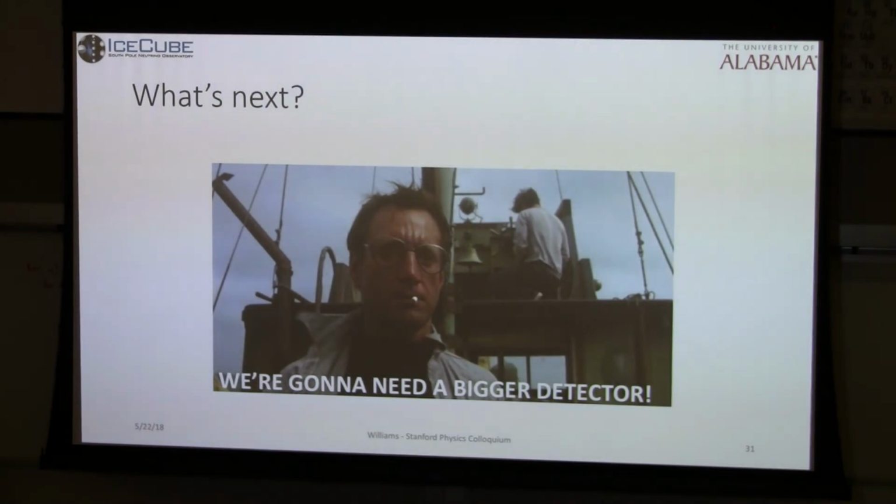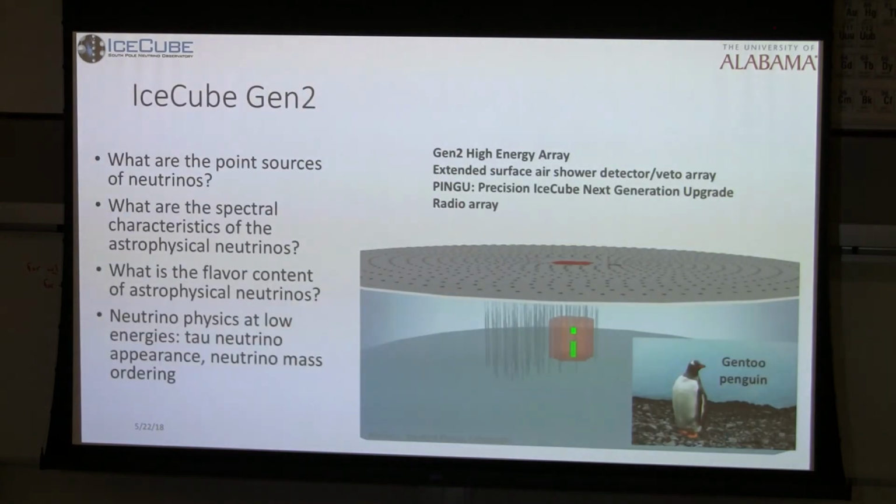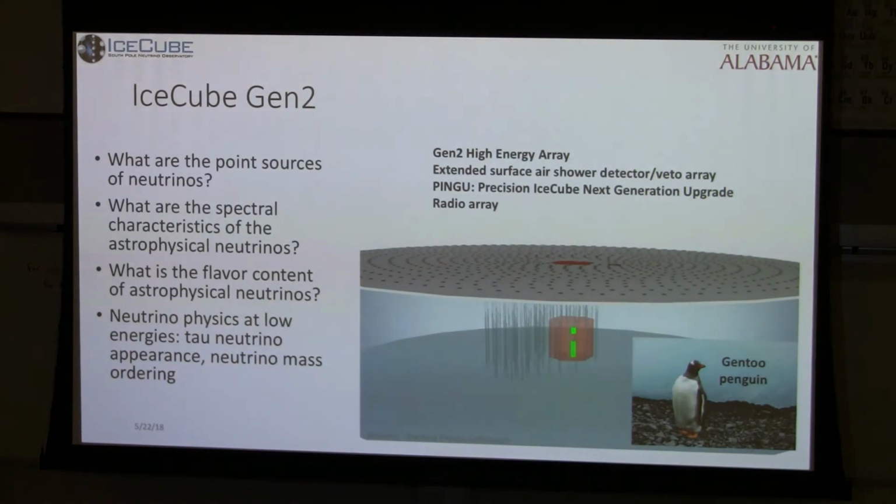So, now talking about the future for IceCube. We still have not exploited everything that IceCube can do. We're still working on understanding the ice better and improving our reconstructions. But of course, we want to build a bigger detector. So the name of our putative upgrade is IceCube Gen 2, because we want to be terribly clever and name it after a penguin. And the Gen 2 observatory would consist of a high energy array.